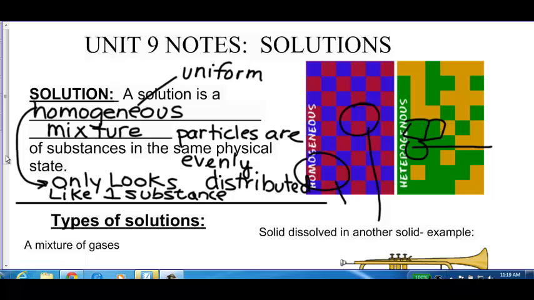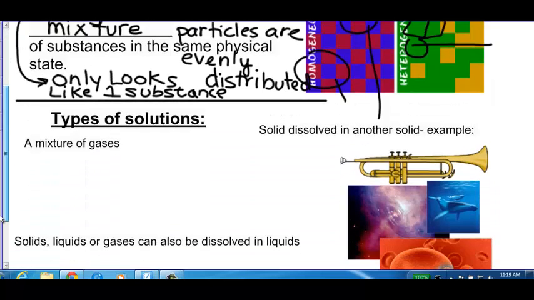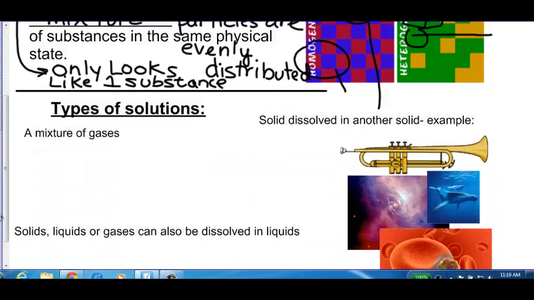There are many different types of solutions. You could have a mixture of gases like air. You could have a mixture of solids like brass instruments. But mostly what we're going to talk about are aqueous solutions. We're mostly going to talk about stuff being dissolved in water.